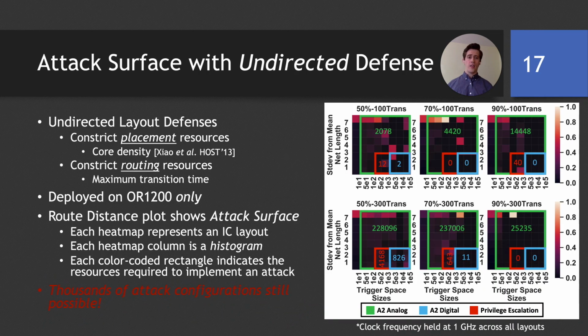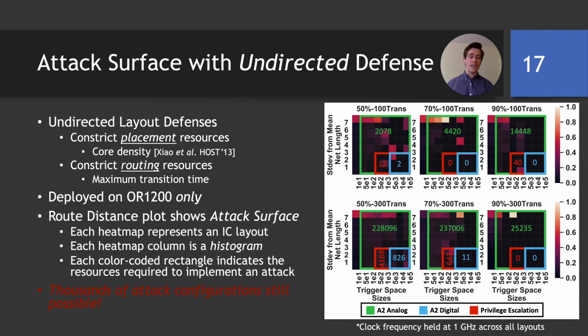First, we compare the attack surfaces of 6 different OR1200 circuit layouts that demonstrate the effectiveness of undirected layout level defenses that either 1, constrict placement resources by increasing the core density to various degrees, or 2, constrict routing resources by tuning performance constraints like maximum transition time. We plot route distance heat maps detailing the attack surface across each IC layout.